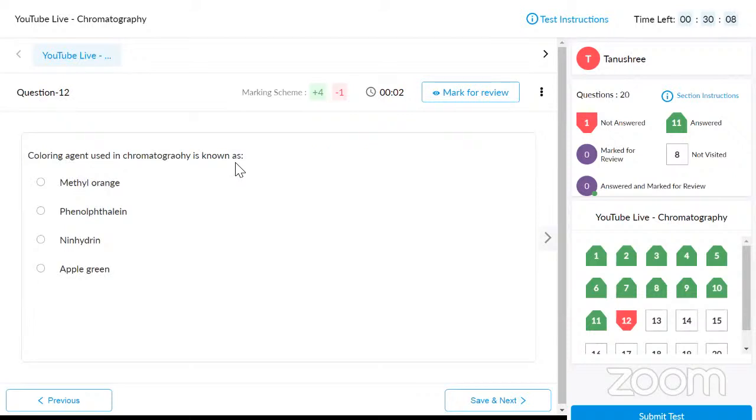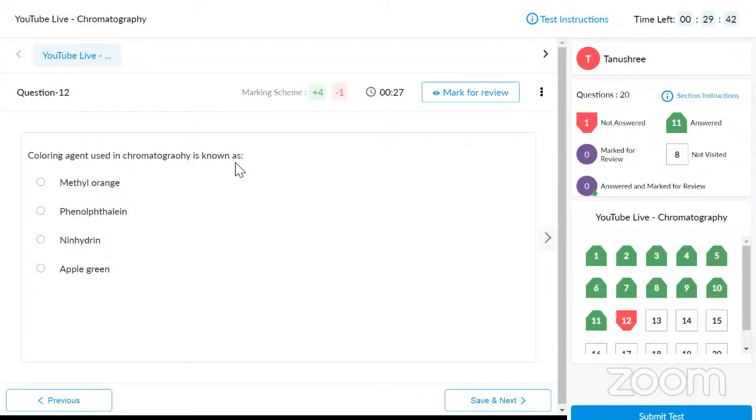Coloring agent used in chromatography is known as which of the following? Methyl orange, phenolphthalein, ninhydrin और apple. कौन से तुम coloring agents chromatography में use करोगे? Option A, methyl orange नहीं है, because methyl orange is used for titrations. Phenolphthalein is also used as an indicator in titrations. But ninhydrin is a coloring agent used in chromatography.